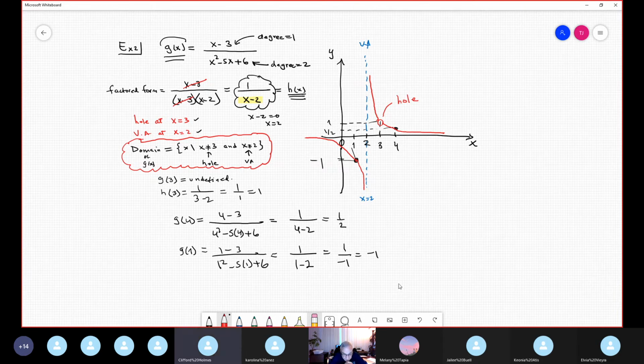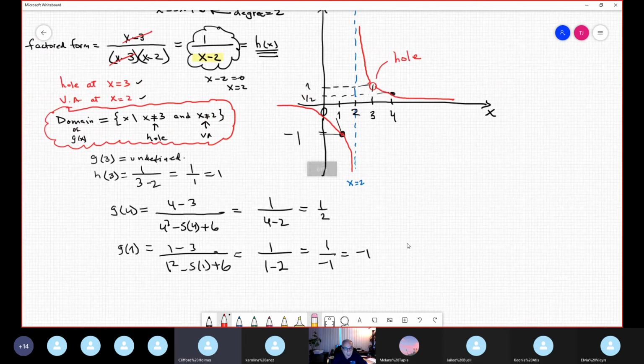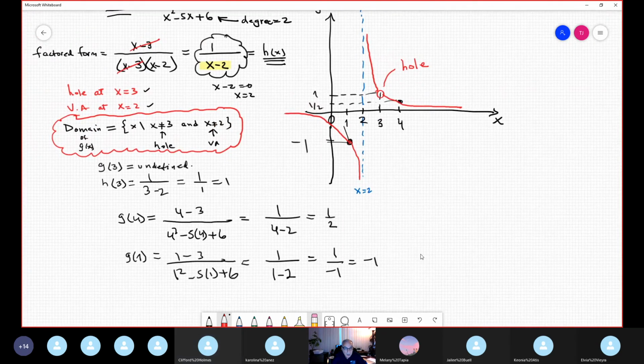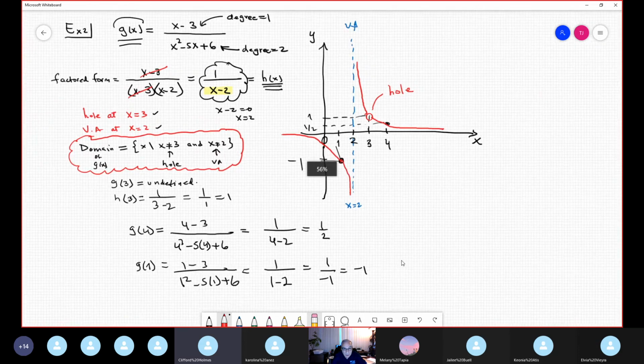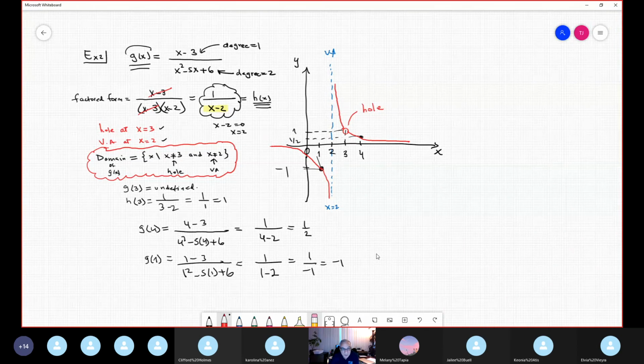Can you go over the h of x again? I mean, not the h of x, the h of 3. I got lost there. Why h of 3? Why is it different than g of 3? What part do you want? Your point is what is the difference at 3, what's going on with h of 3 and g of 3. Okay, I got it.